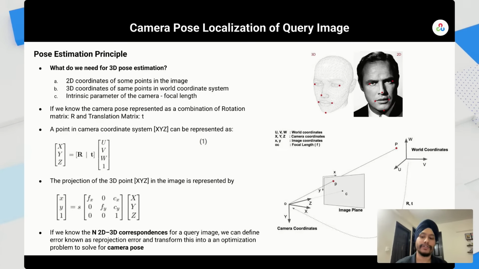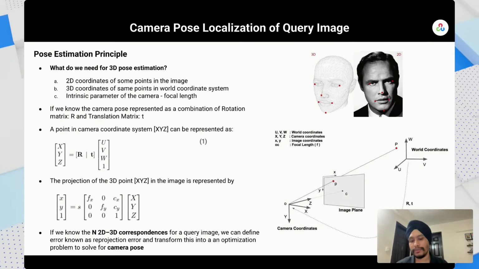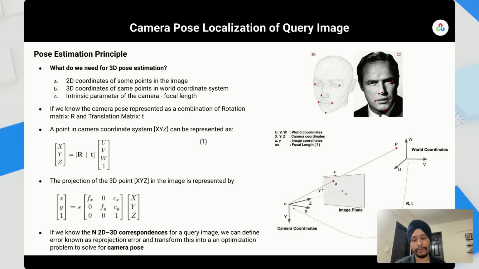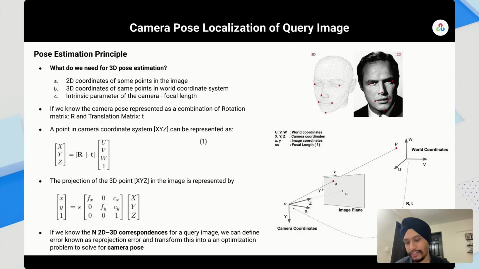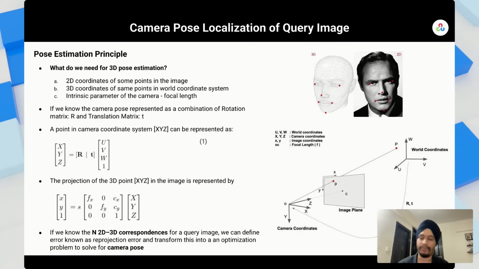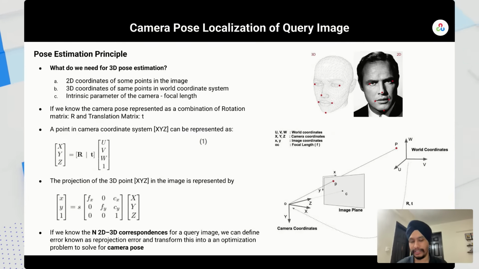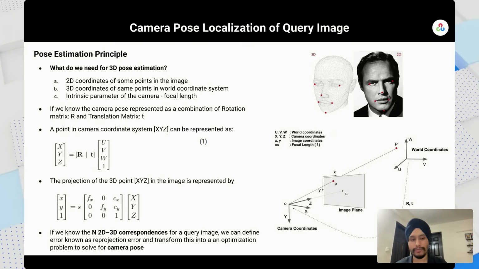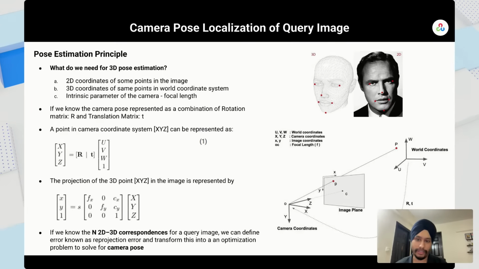So in a nutshell, if you have N 2D to 3D correspondences, maybe a minimum of 8, of a given image, right? You can solve for the camera pose using classical mathematics. This is just mathematics and an optimization problem. But what we need to find out is the correspondence between 2D and 3D in that query image, right?